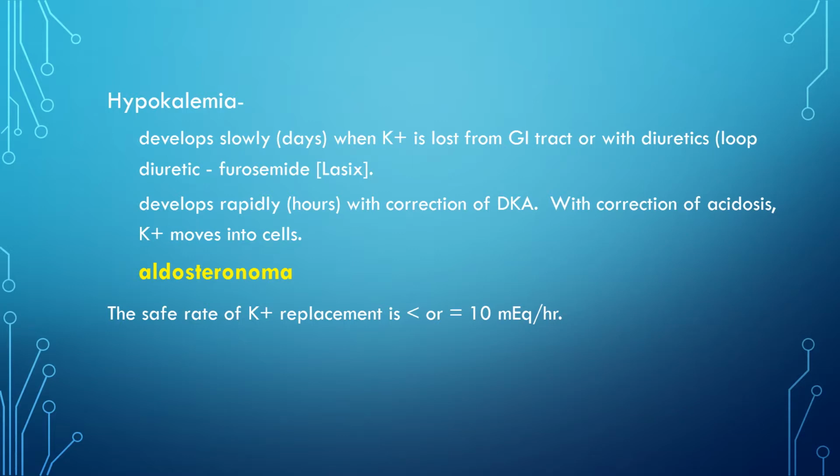One uncommon mechanism of hypokalemia, but one that appears very commonly on examinations, is an aldosteronoma. This is usually going to be the answer if you see a young patient who has unexpected hypertension and hypokalemia. The safe rate of potassium replacement is less than or equal to 10 milliequivalents per hour.